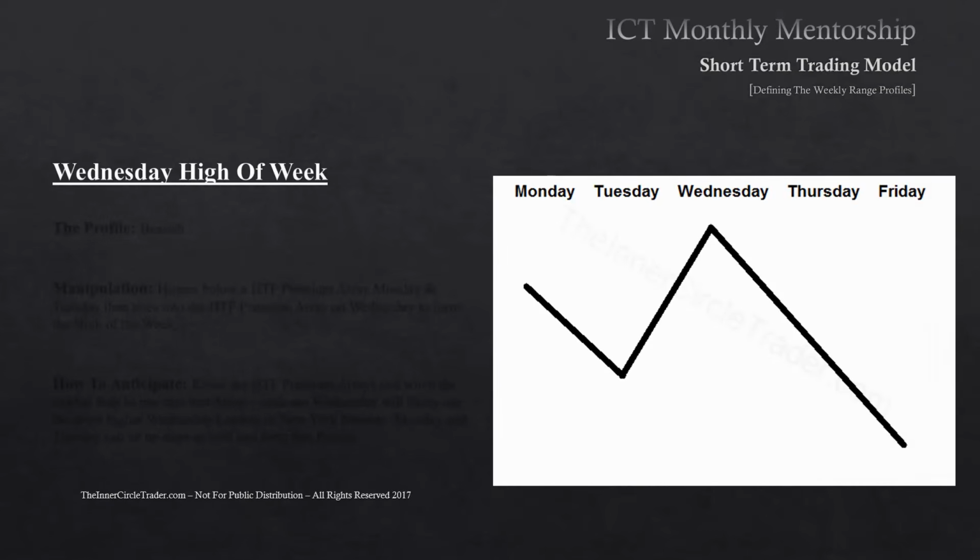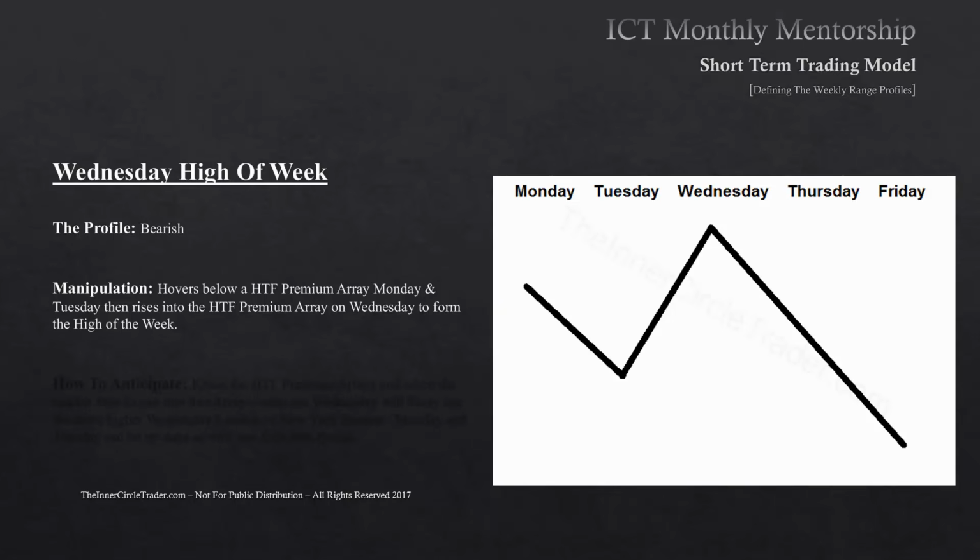The next one is the Wednesday high of week. This profile is generally bearish. You're already looking for lower prices. And the manipulation you're expecting is when price is hovering below a higher time frame premium array Monday and Tuesday, then rises into that higher time frame premium array on Wednesday to form the high of the week.